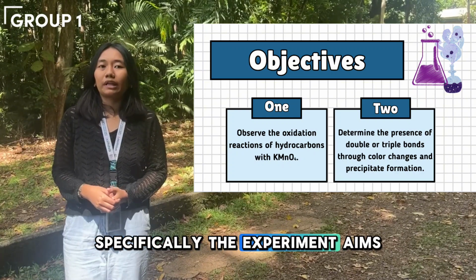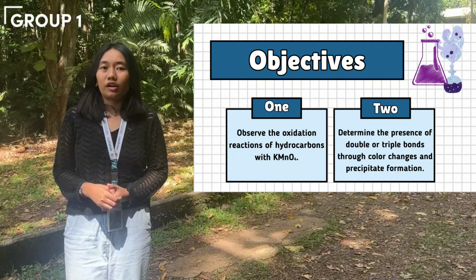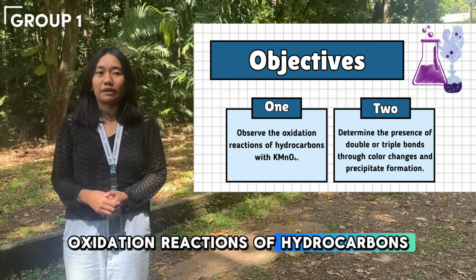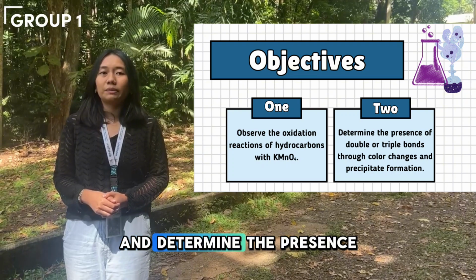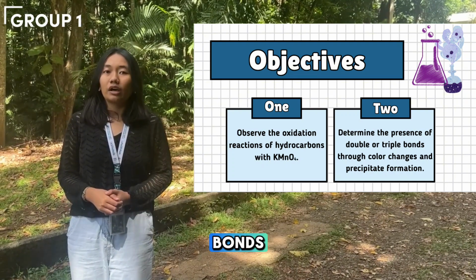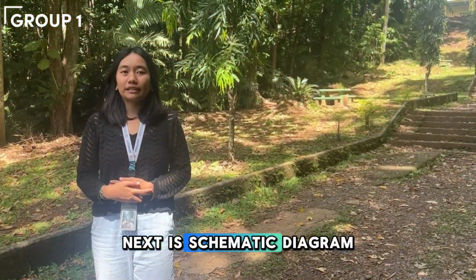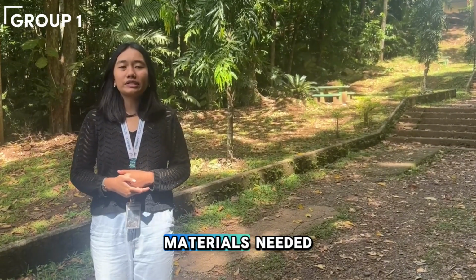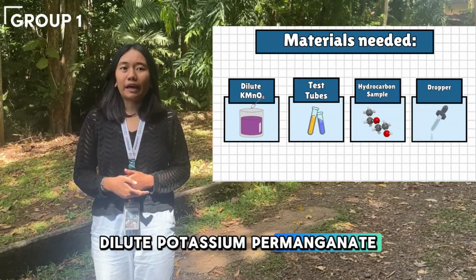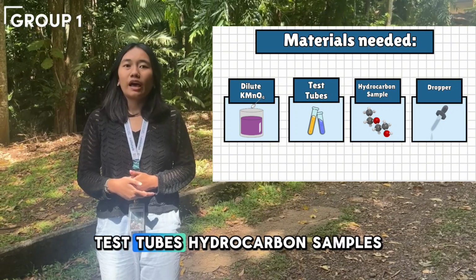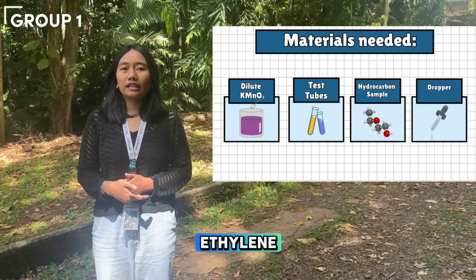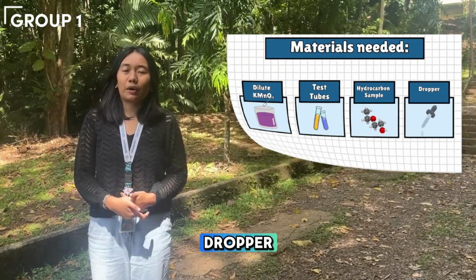Specifically, the experiment aims to observe the oxidation reactions of hydrocarbons with KMnO4 and determine the presence of double or triple bonds through color changes and precipitate formation. Next is the schematic diagram of the procedure. Materials needed: dilute potassium permanganate solution, test tubes, hydrocarbon samples, ethylene, acetylene, and cyclohexane, and a dropper.